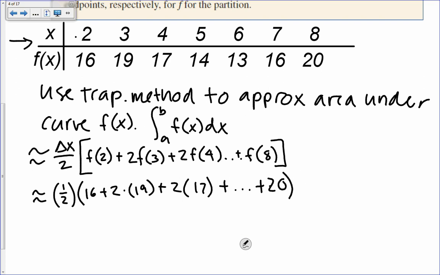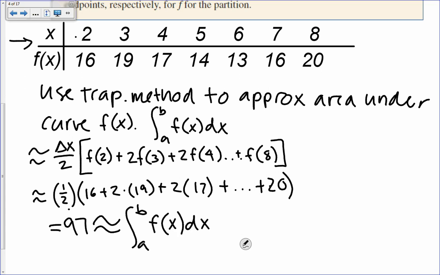So I'm going to add up all these values, multiply by 1/2, and what I get is 97, which is approximately the area under the curve of f of x from a to b. And in this case, our a is 2 and b is 8.